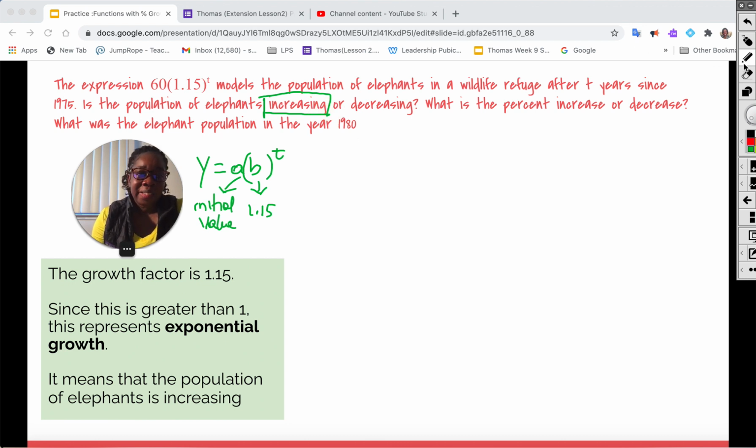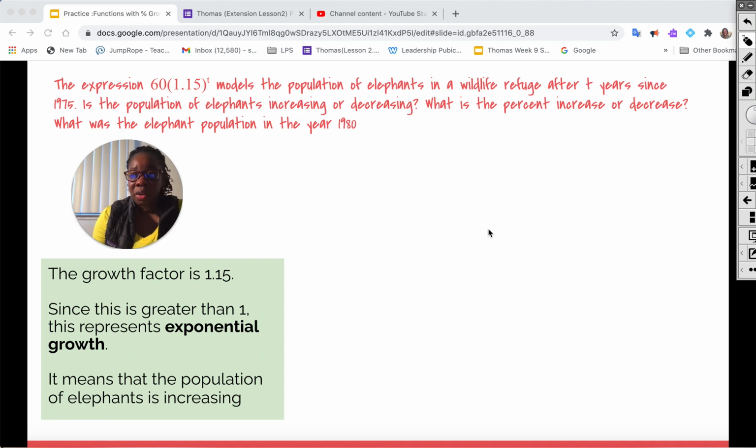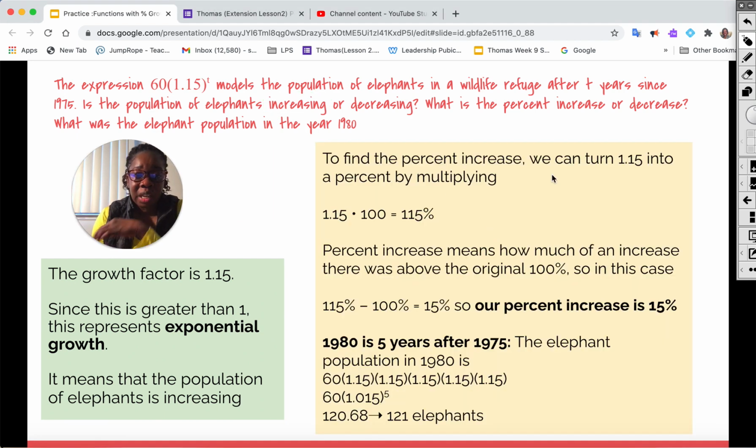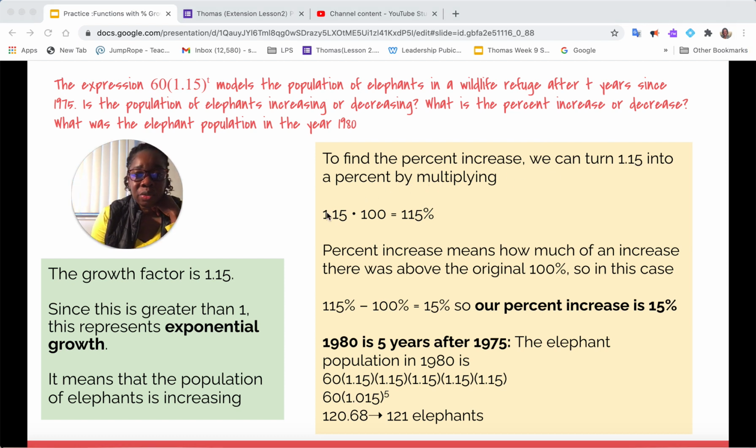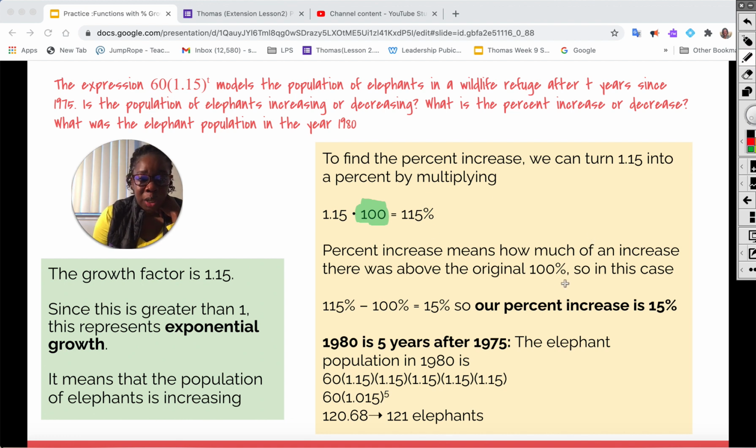Now, what is that percent increase? Here is how we calculate that. To find the percent increase, we're going to turn that 1.15 into a percent by multiplying by 100, because remember, percent means 100. And so the percent increase is how much of an increase there was above the original 100%. So in this case, it's 115 minus 100, which gives us the extra, 15%. So our percent increase is 15%.